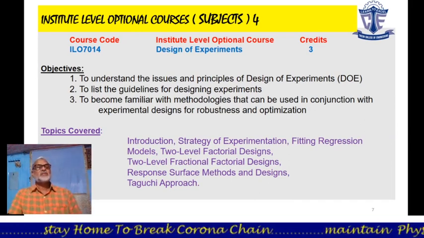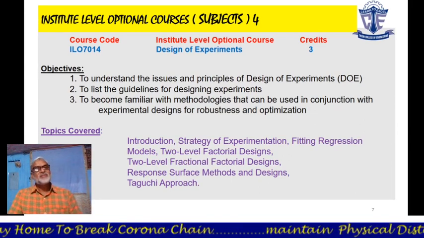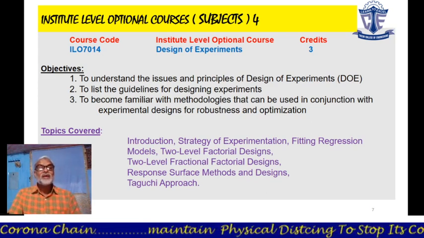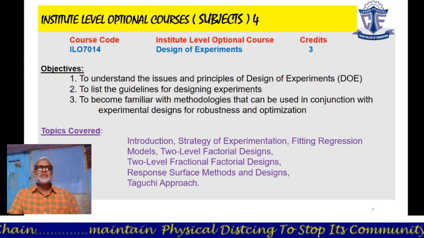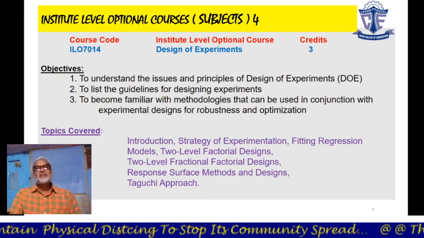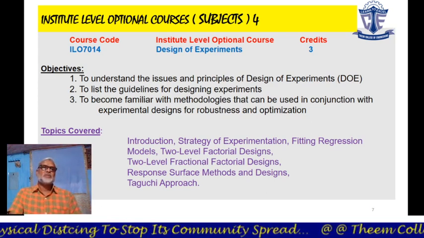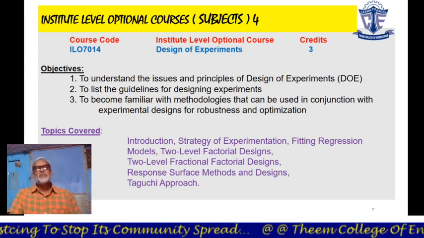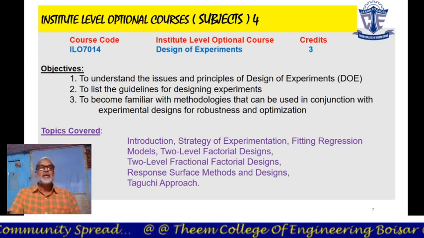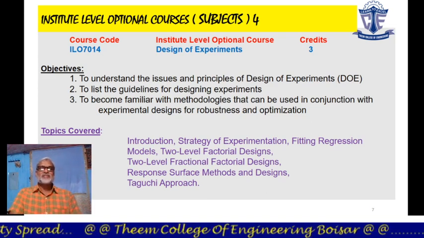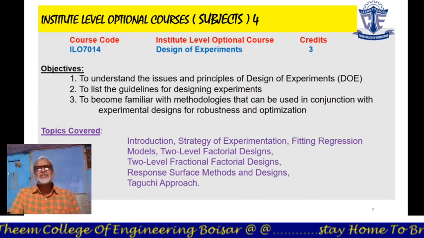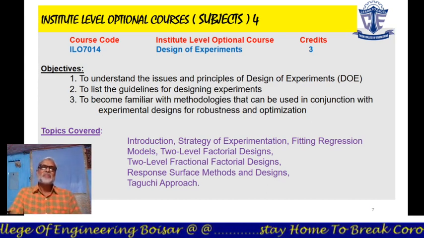So the next, fourth subject is design of experiments. This is a little different. It's also decision taking, but it is used more in research methodology. Here the objective is to understand the issues and principles of design of experiments, list the guidelines of designing experiments, and become familiar with methodologies that can be used in conjunction with experimental designs for robustness of optimization. So what are the topics? Introduction to robust engineering. It's also called robust engineering.